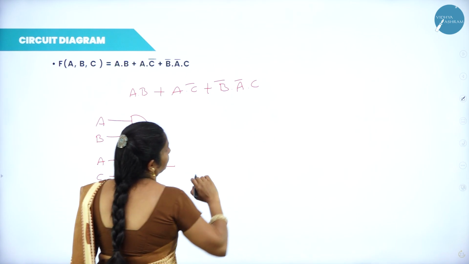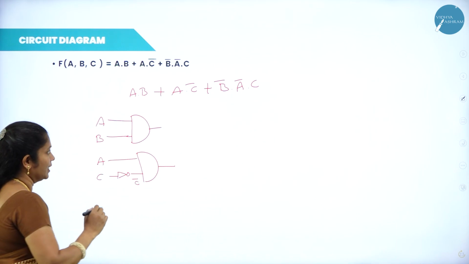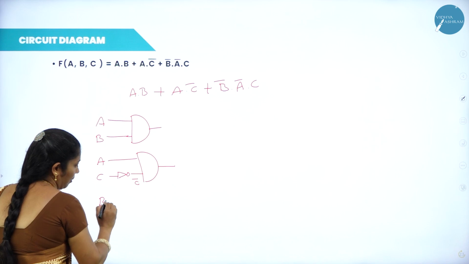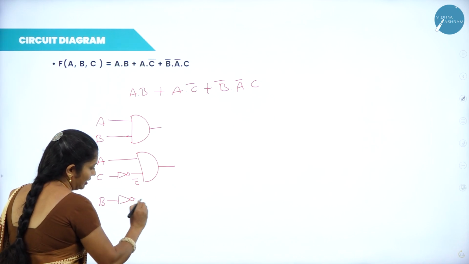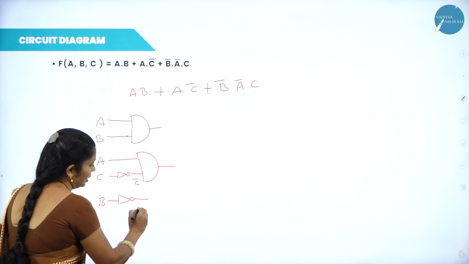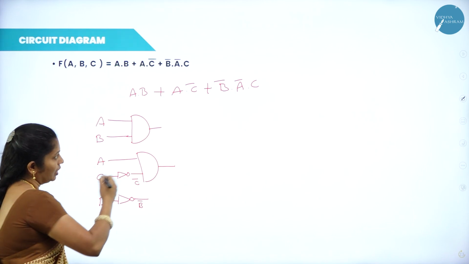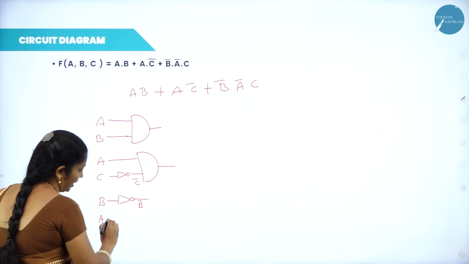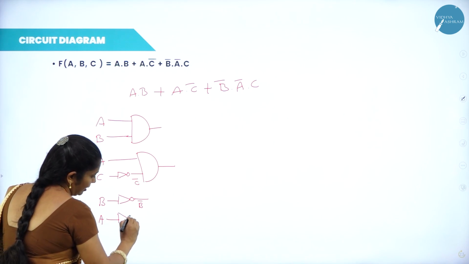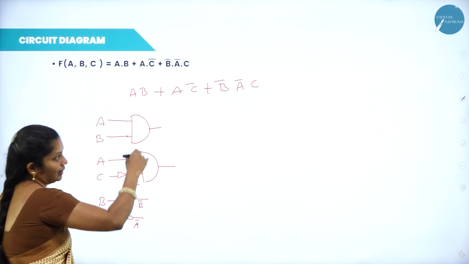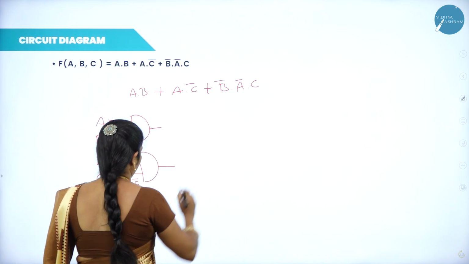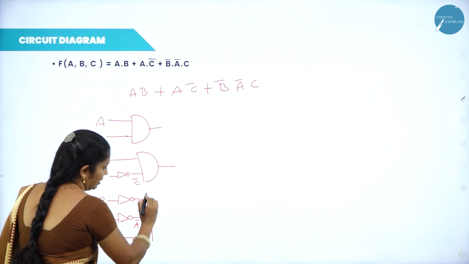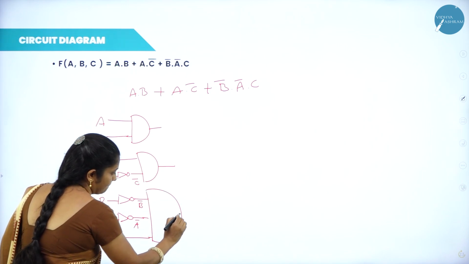Next, we'll take the third part, B̄ Ā C. First, I will take B. But I require B̄. Triangle here, at the end one circle and then one line. Then here, what is the output? Here the output is B̄. Then once again, I require Ā. Take A. And here it is Ā. Next, take down C. All the three are connected with the dot operator. That's why here I will write D shape.